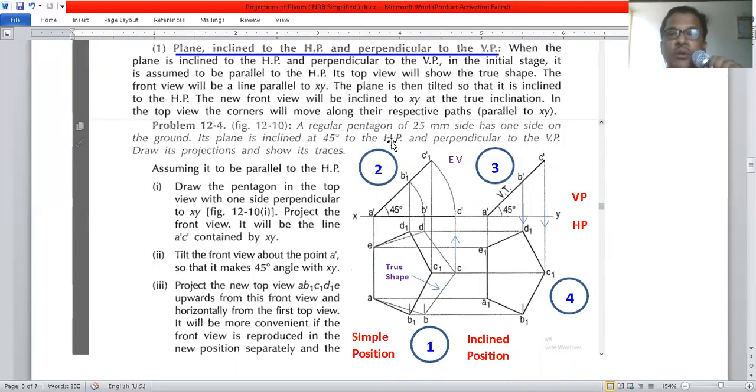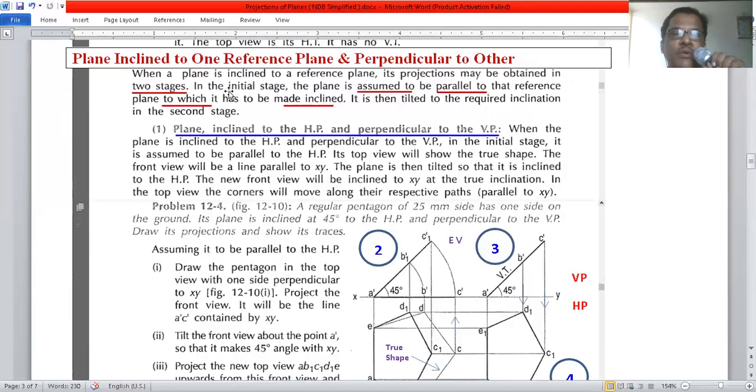So view number one, view number two. Either top view first, then front view, or front view first, then top view. Now in this case, you are supposed to draw four views. In the simple position, first you have to start with the true shape. How to start with the true shape?